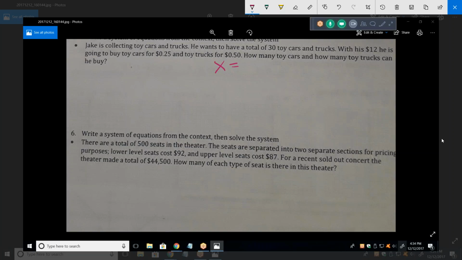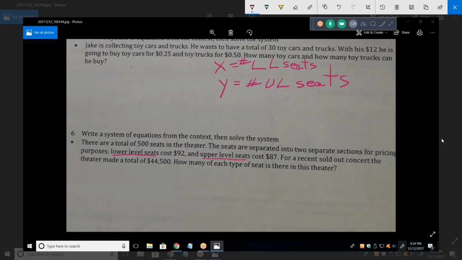The lower level seats. Two types of seats. There's lower level and there's upper level. So lower level seats, number of lower level seats. What's the other variable going to equal? The number of upper level seats. Okay. Now we have our variables defined. Start giving me some equations.